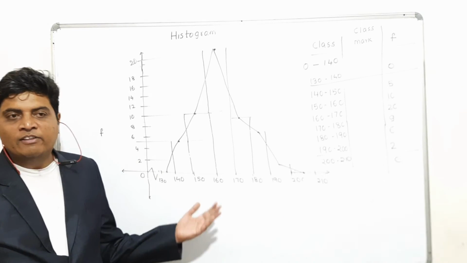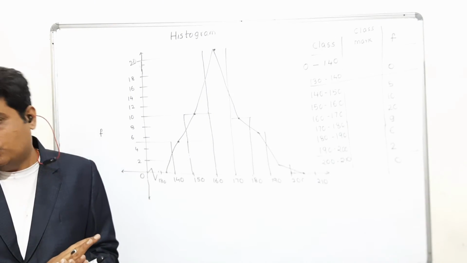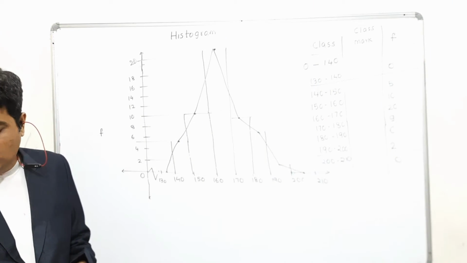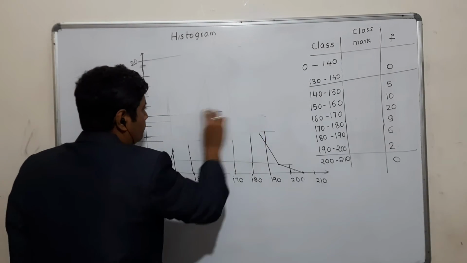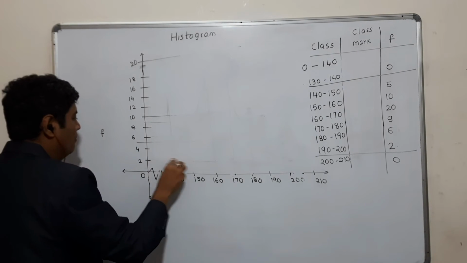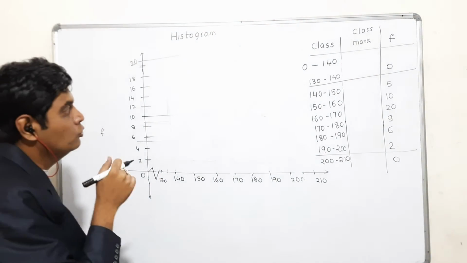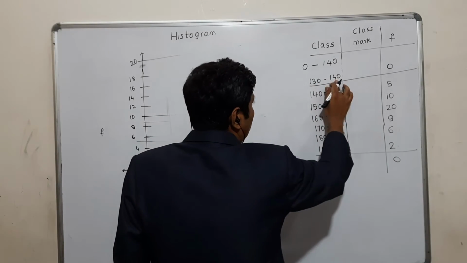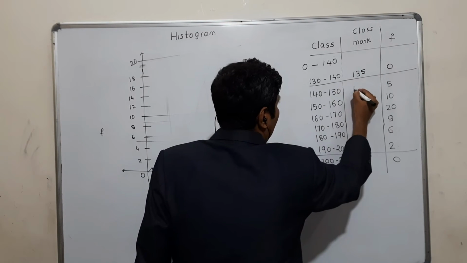Understood? So this frequency polygon we have drawn using the histogram. You can also draw the frequency polygon without using the histogram. So how do we draw it without using the histogram? Let me show the diagram again. To draw the frequency polygon without using the histogram, again you draw the kink mark. In this case you will be using the class mark. What is the class mark of 130 to 140? It will be 135. Here it will be 145.